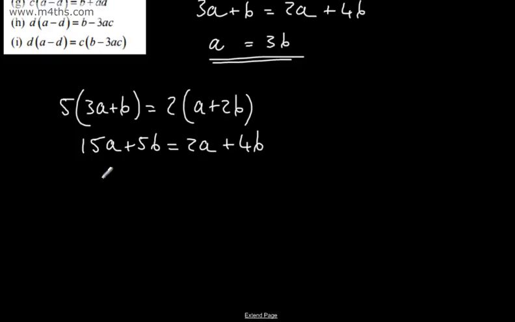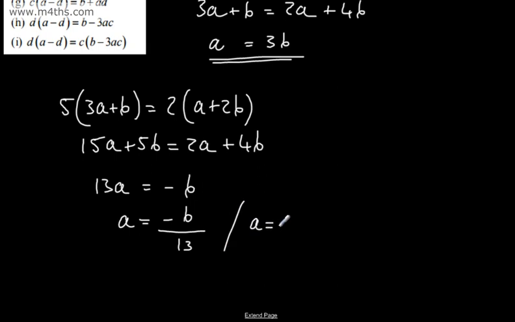Subtracting 2a from both sides and subtracting 5b from both sides, we get 13a is equal to negative 1b. So a is equal to negative b divided by 13, or if you like, a is equal to negative 1/13 of b. Either way round, same value, just different ways in which we can write it.